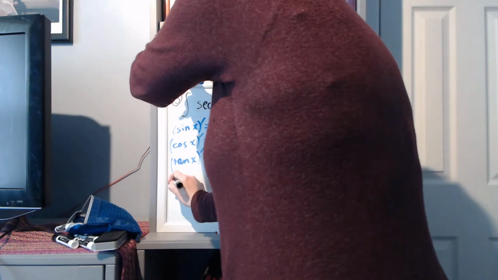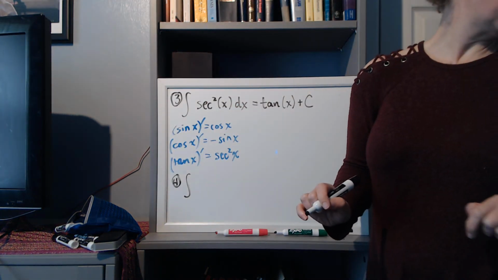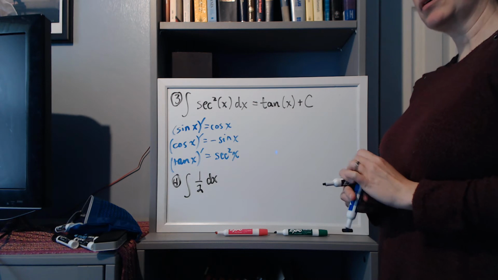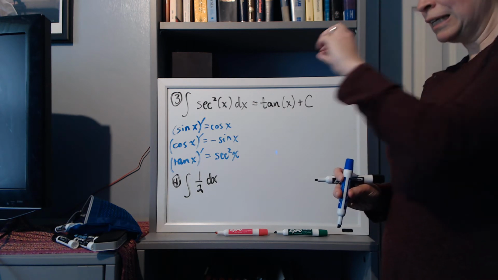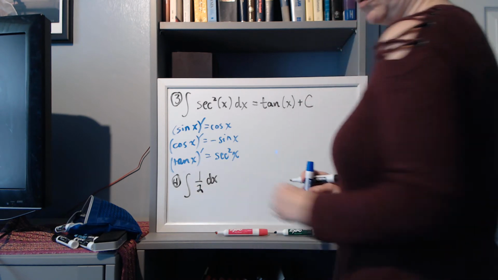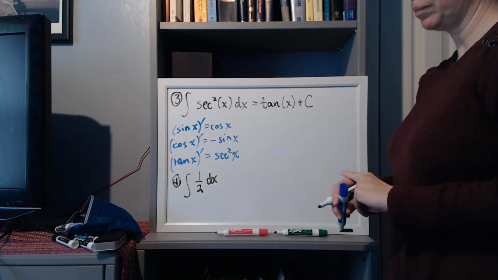All right, on to example 4. For example 4, we have the integral of 1/2 dx. So here we're going to make a guess again, but what we get in this case after taking the derivative is just simply 1/2. So we want to think about what we could get.